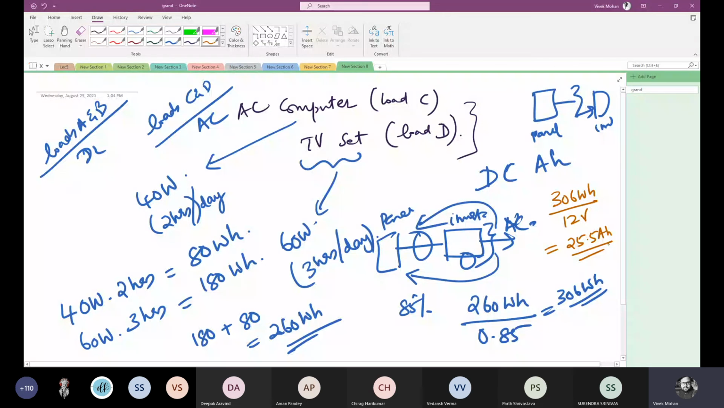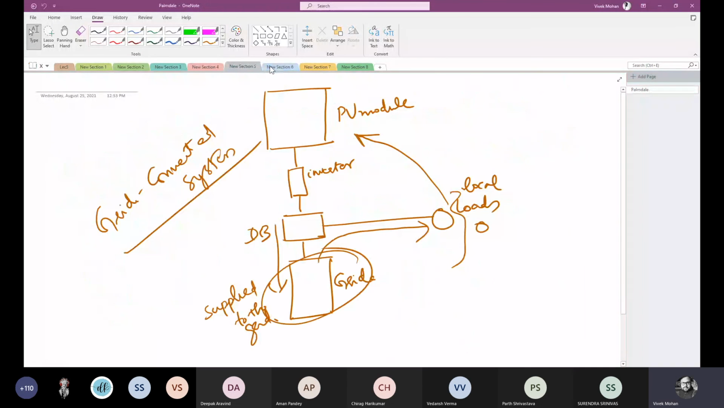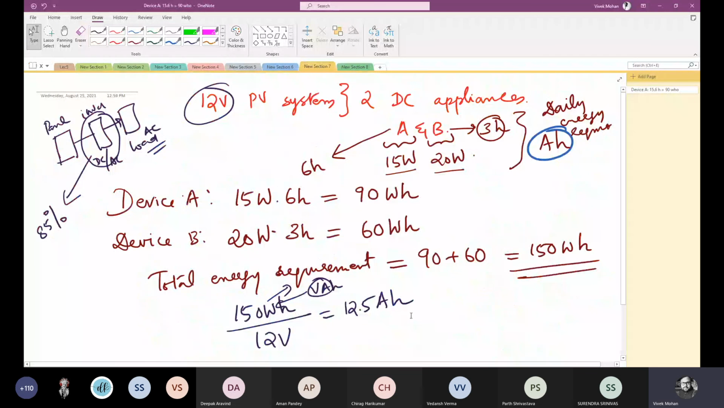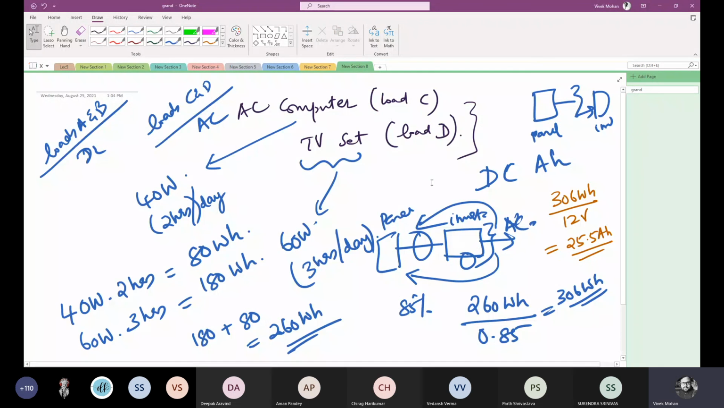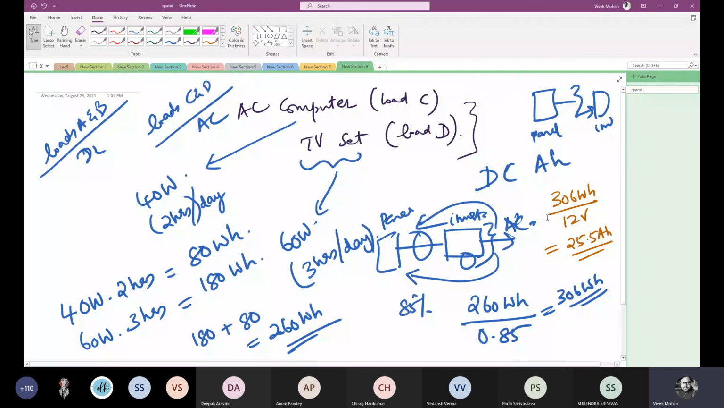So basically for DC loads we have found the answer. What was the answer for DC load? 12.5. Yeah, 12.5. And for AC loads, I need 25.5 AH. So now my total AH requirement is 12.5 plus 25.5 AH. Accordingly, I have to use the capacity of the solar array. But here system losses are neglected as of now.